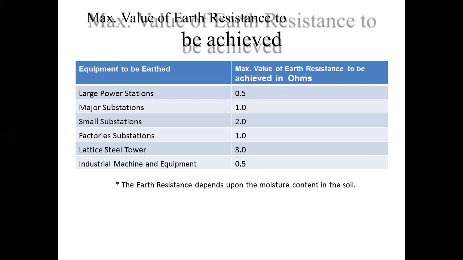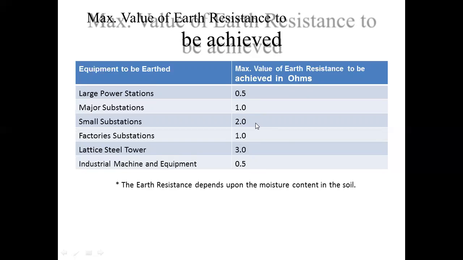And here is a chart that indicates, for different locations like power stations, substations, towers, and machines, what earth resistance should be maintained as per the standard. For large power stations, it is 0.5 ohm. Remember, the unit is ohm, only 0.5 ohm. Substations 1 ohm, small substations 2 ohm, factories 1 ohm, lattice steel tower transmission lines 3 ohms, and industrial equipment, machines and equipments, 0.5 ohm.